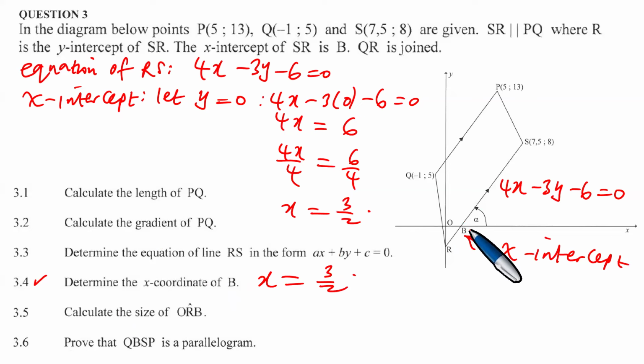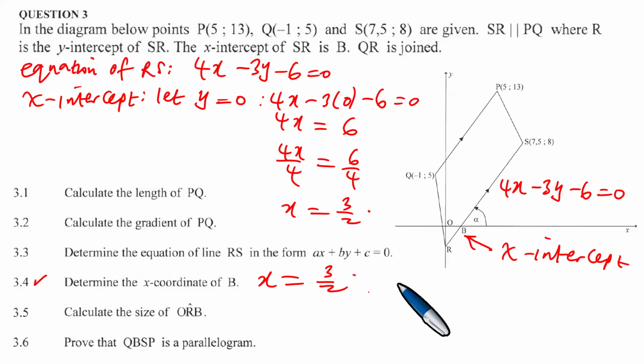Okay, how did we get the x coordinate of B? To find the x coordinate, you realize it is the x-intercept. B itself is the x-intercept of the line that is running from R to S. And so to find the x-intercept, we let y be 0. We always do this, with no exception, and we use the same modus operandi in this question, and we're able to get that x is 3 over 2.